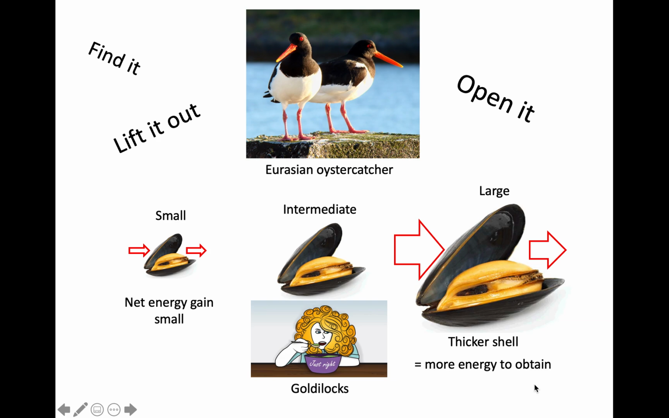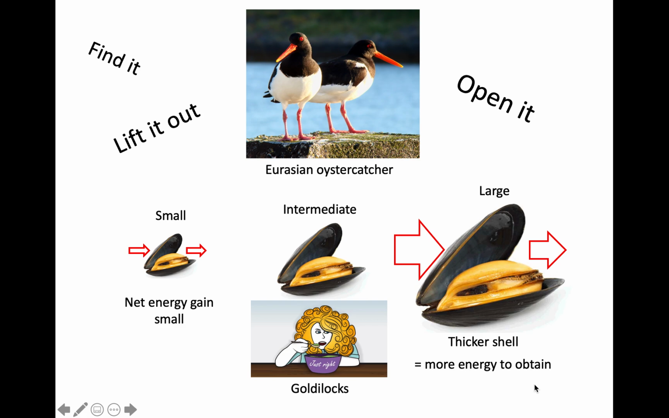So here's our oyster catcher. An example of this involves oyster catchers who feed on bivalves, and these bivalves must be opened in order to be eaten. So the birds must first actually locate a bivalve. They then must lift it out of the sand, and then they have to open it. And this is all before they can eat what's inside and obtain the energy.